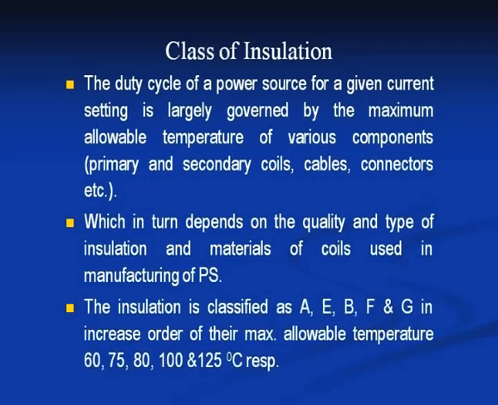Insulation can be classified as A, E, B, F and G in the increasing order of their maximum allowable temperature, such as 60, 75, 80, 100 and 125 respectively.